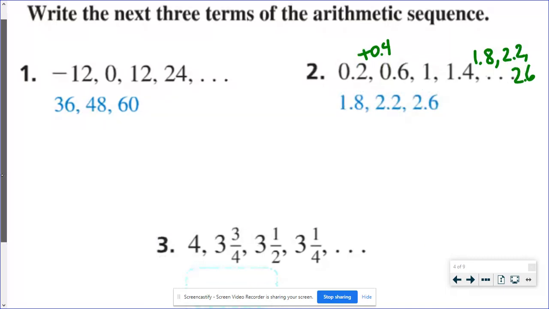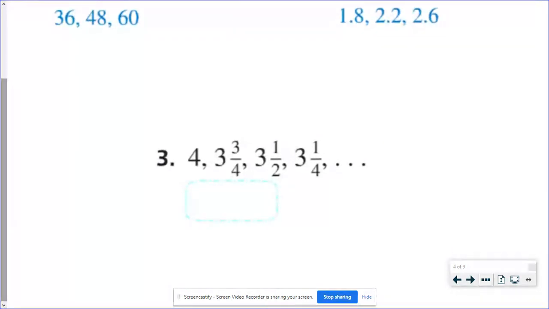I know that some people are going to look at this one with the fractions and freak out a little bit. This is decreasing, so it's got a negative common difference. And if you observe what's happening here, especially if we would change this one to say 3 2/4, you can see that it's really just decreasing by 1/4 each time. So the next number would be just 3, then it would be 2 3/4, and then it would be 2 2/4, or 2.5.